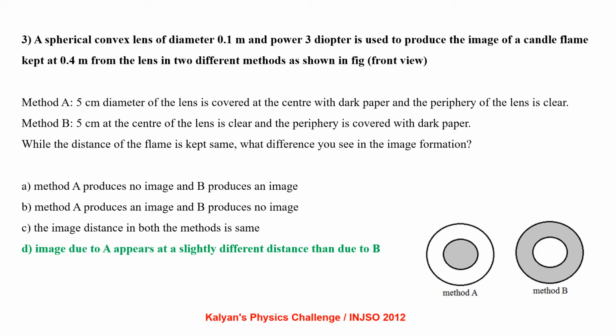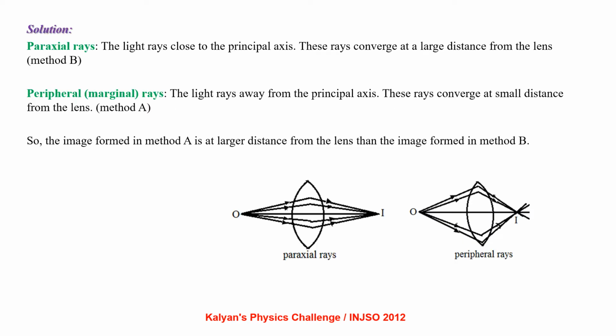Let us see the analysis in the next frame. Let us see the definitions of paraxial and peripheral rays. Paraxial rays are those light rays which are close to principal axis. These rays converge at a large distance from the lens. Peripheral rays are those light rays which are far away from the principal axis. These rays converge at a smaller distance from the lens. So the image formed in method A is at a larger distance from the lens than the image formed in method B.